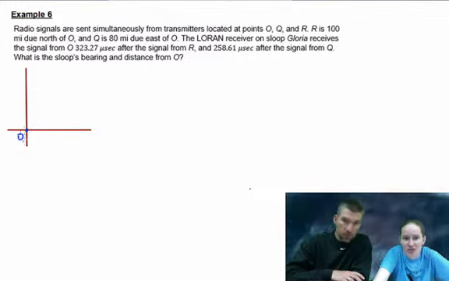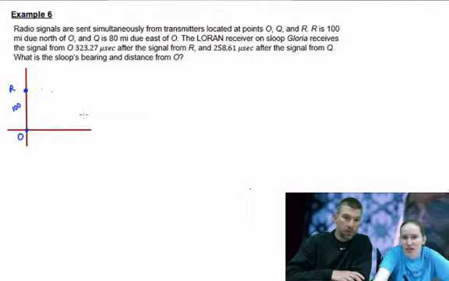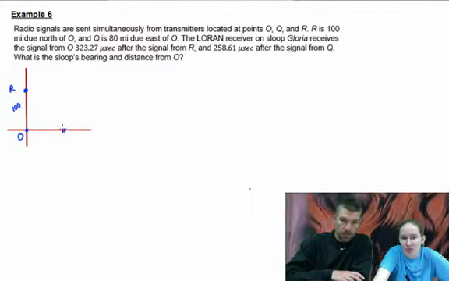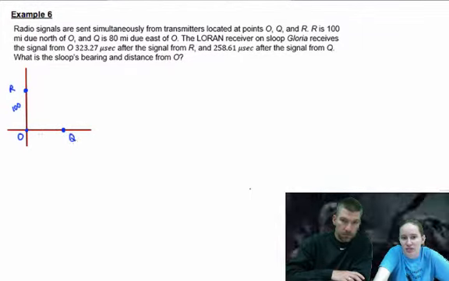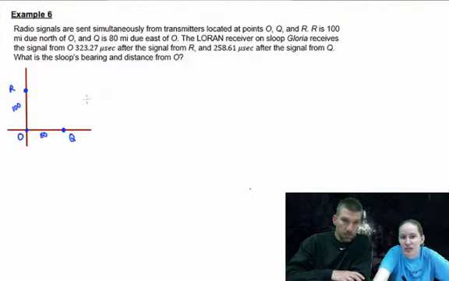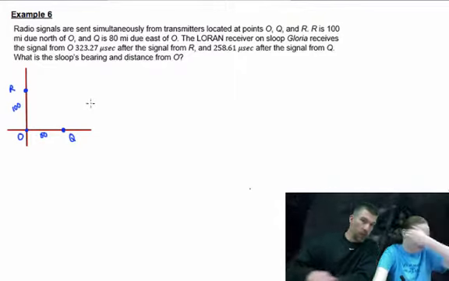R is 100 miles due north, so R is up here on the axis, and that distance there is 100. Q is 80 miles east, so here's Q, and this distance would be 80 miles. I see a right triangle in there.